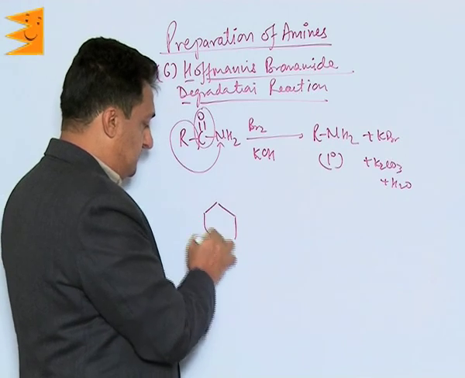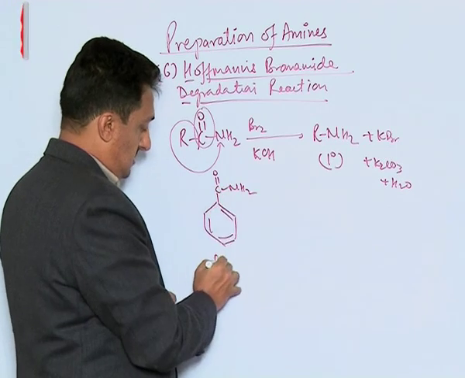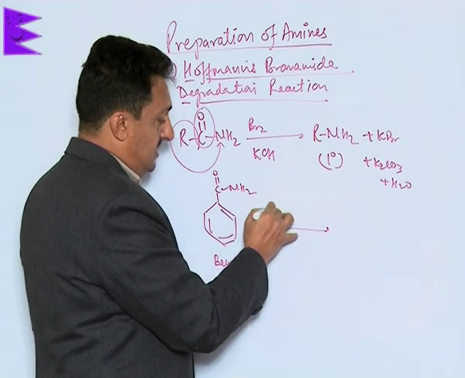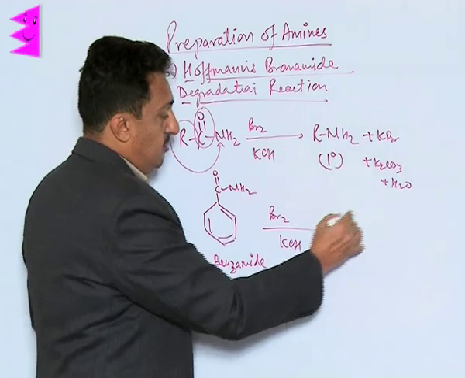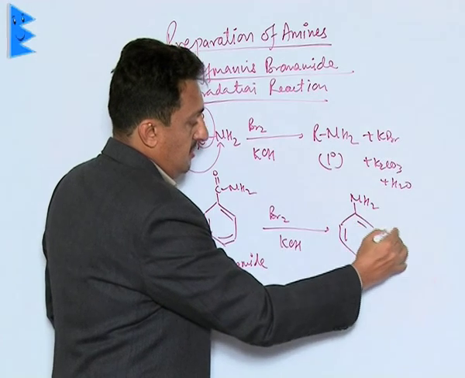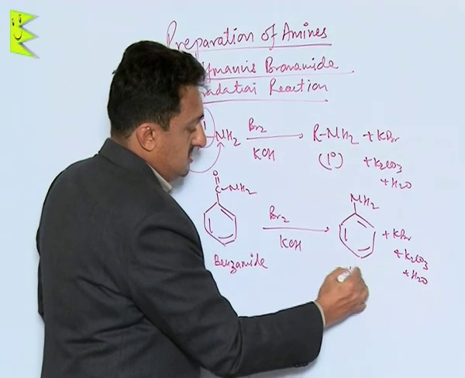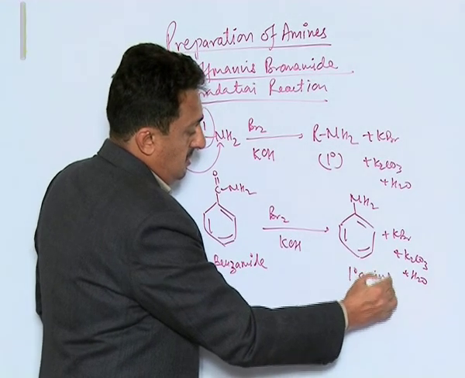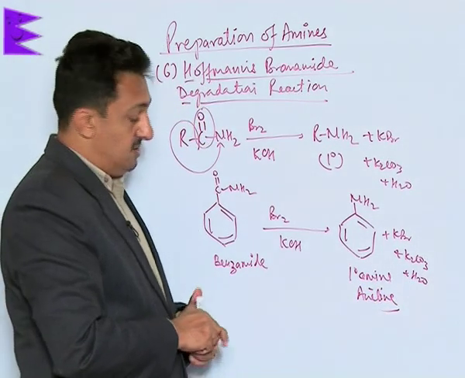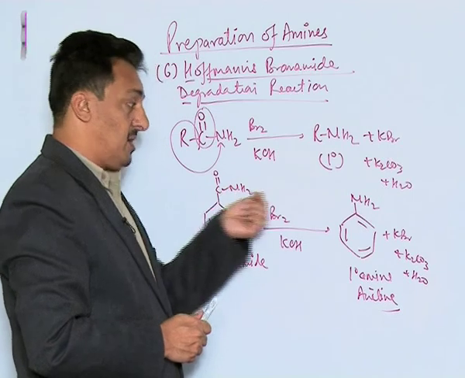Suppose we have benzamide, on reaction with bromine and KOH, it will give us this primary amine, aniline. So this is the major part of this reaction: the amide is converted to amine.